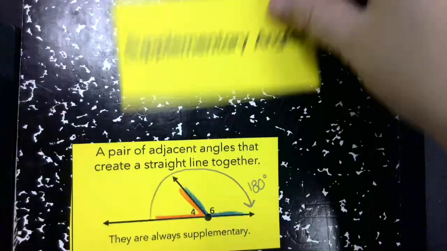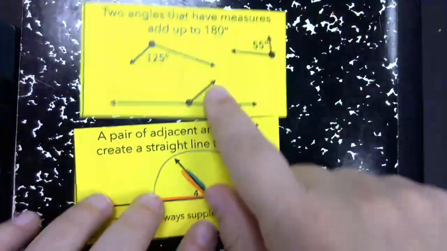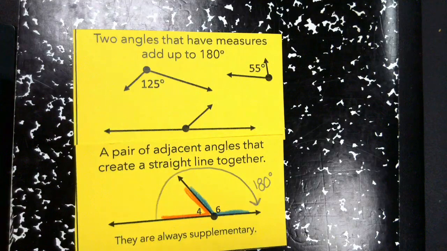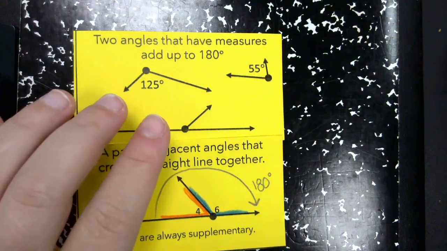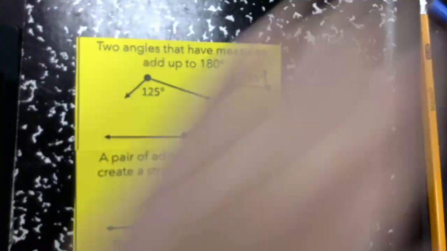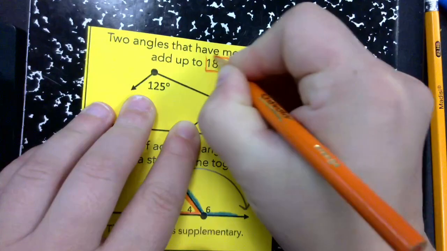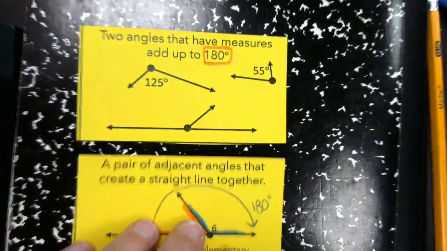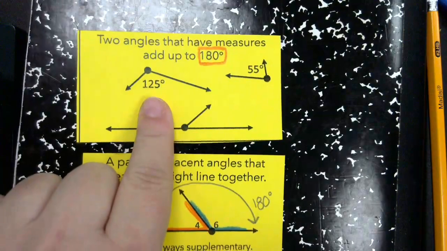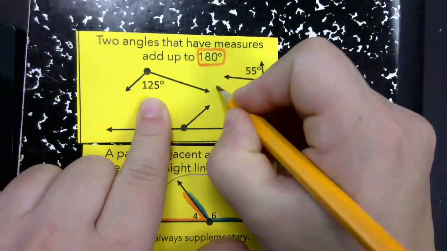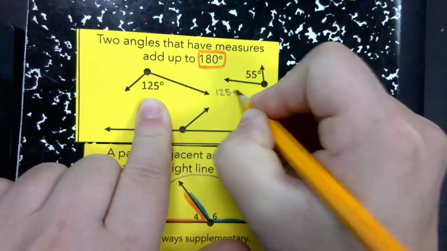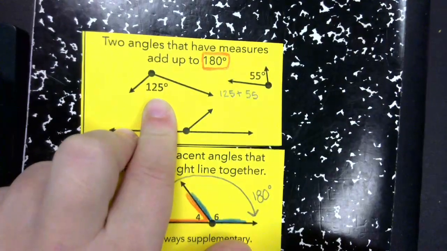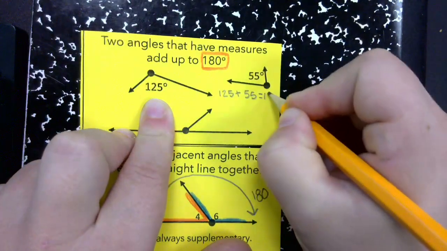Okay, so if we flip that supplementary angles over, what do we know about supplementary angles? Two angles that have measures that add up to 180 degrees. So that 180 degrees is our important part there. They add up to 180 degrees. So in this one here, if I take 125 degrees and I add it with 55 degrees, what's 125 plus 55? 180. So these angles are supplementary.